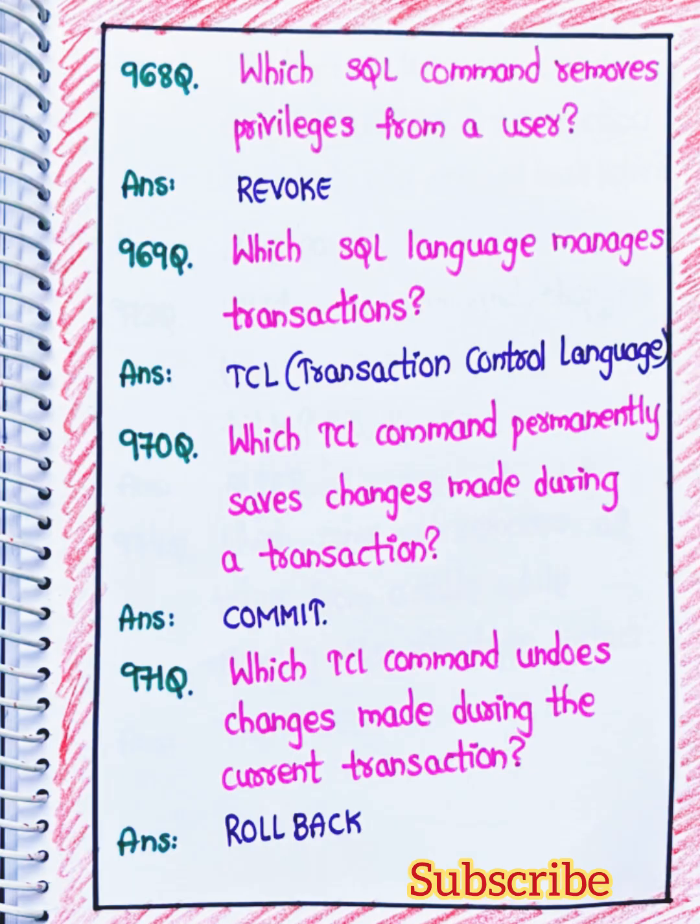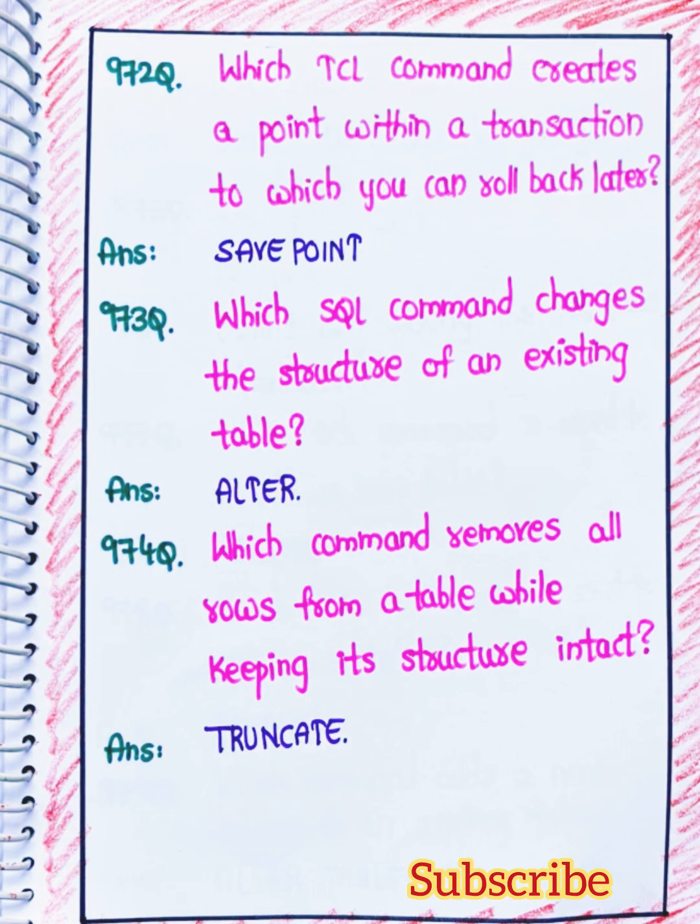Which SQL language manages transactions? TCL, Transaction Control Language. Which TCL command permanently saves changes made during a transaction? Commit command permanently saves changes made during a transaction. Which TCL command undoes changes made during the current transaction? Rollback. Which TCL command creates a point within a transaction to which you can roll back later? Savepoint. Which SQL command changes the structure of an existing table? Alter.